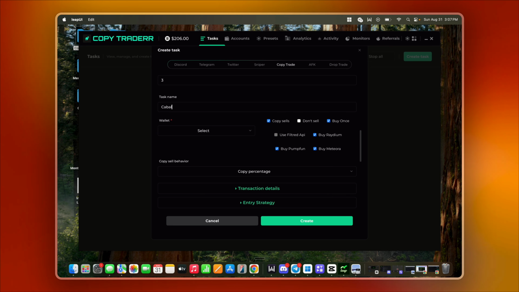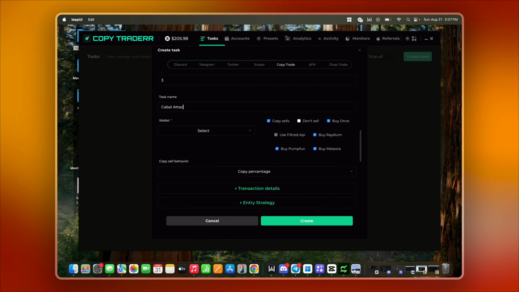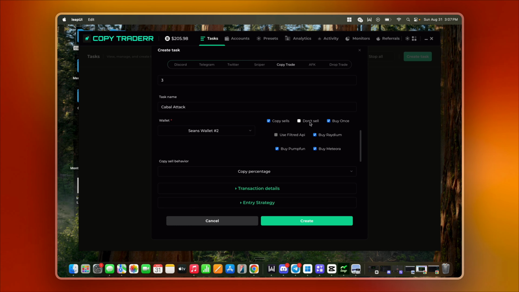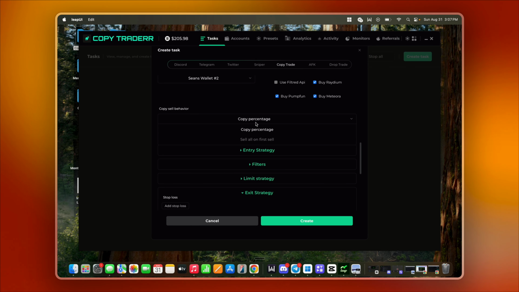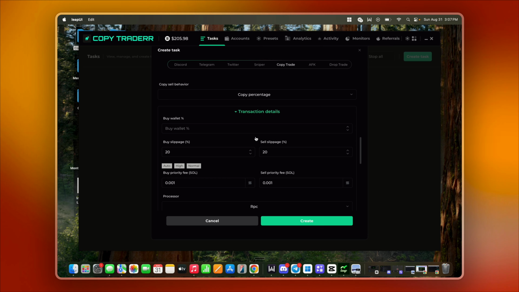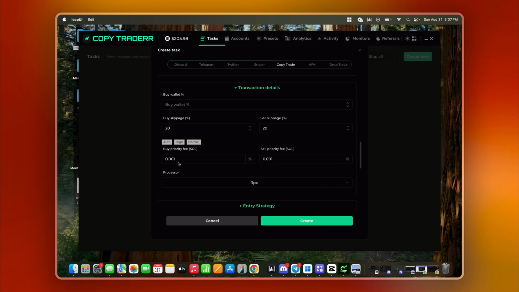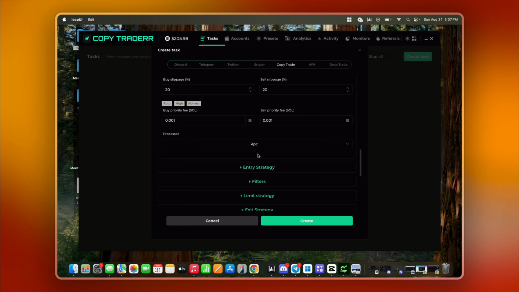I'm going to name this task Cabal Attack. Choose my wallet. I want to copy the sells. I'll buy only once. I want to sell a percentage of what they sell. I'm going to set my slippage to 20, my priority fee to 1. I'm going to choose RPC for now.